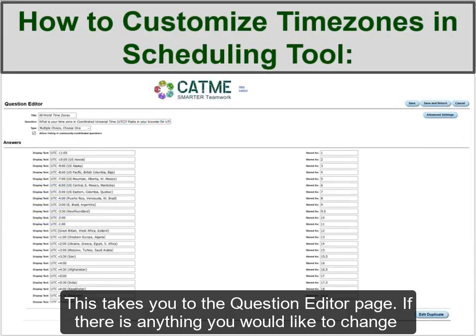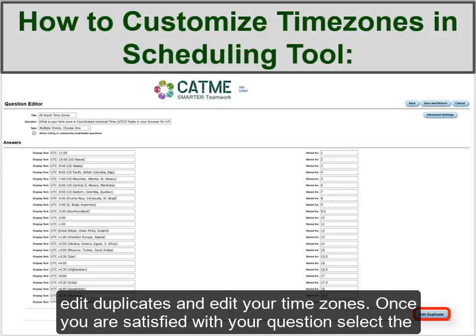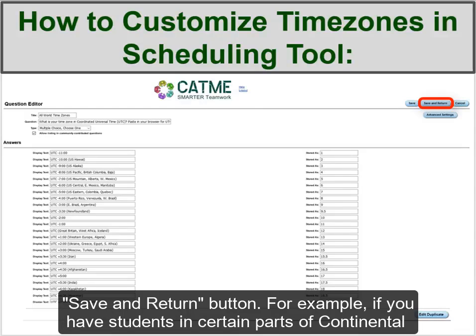This takes you to the question editor page. If there is anything you would like to change about the question, you can do so here. Scroll down to the bottom of the page to click Edit Duplicates and edit your time zones. Once you are satisfied with your question, select the Save and Return button.